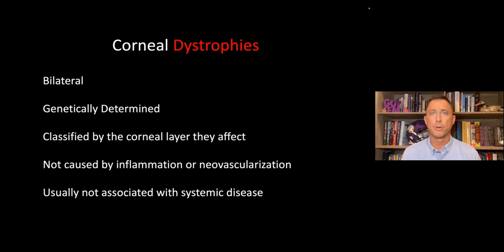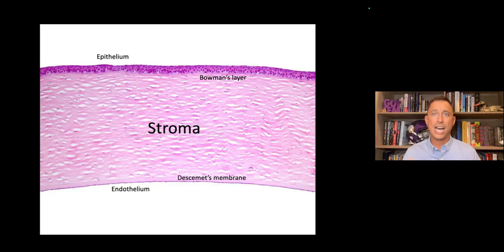So first, we're going to talk a little bit about corneal dystrophies. And keep in mind with dystrophies, these are bilateral conditions. They're genetically determined. The layer of the cornea matters. They're not inflammatory. You don't see neovascularization with these types of things, and they're typically not associated with systemic disease. There's one that we'll talk about tonight that is, but typically they're not. And if you think about dystrophies, as long as you know that third bullet point, the corneal layers, it's going to make it a lot easier for you to be able to diagnose these things.